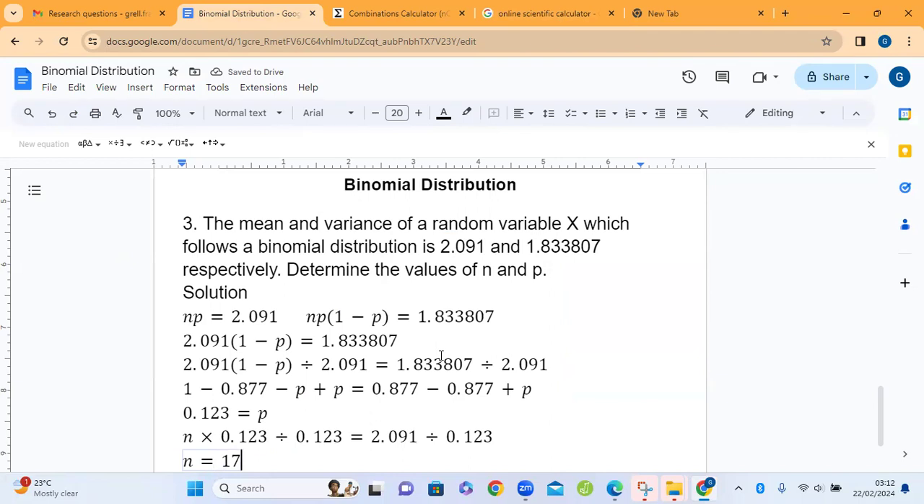Very interesting use of equations to solve this problem. So p is 0.123 and n is equal to 17.